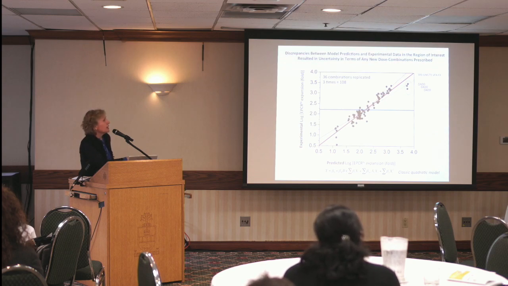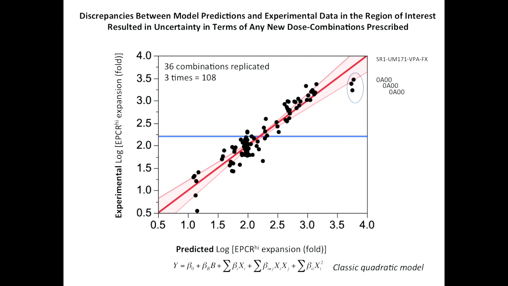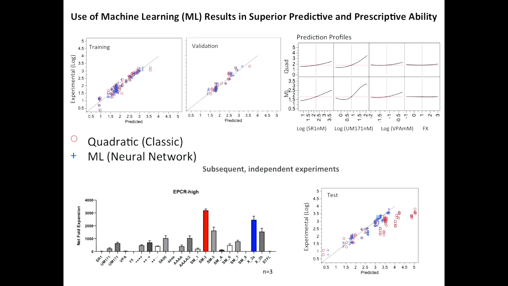And it turned out that those combinations were the ones where UM171 was at the highest, and the other factors were at the mid-level. So it was very difficult at this point to use the model to predict the best new combinations to test to maximize cell expansion, since clearly this model overestimated the expansion obtained at high factor concentration. So we had to use a different approach.